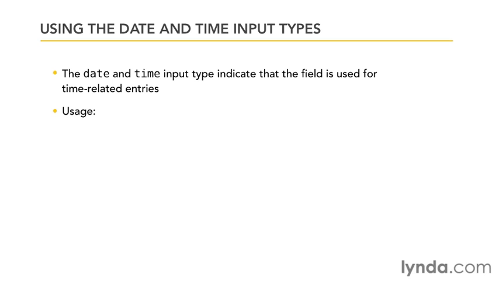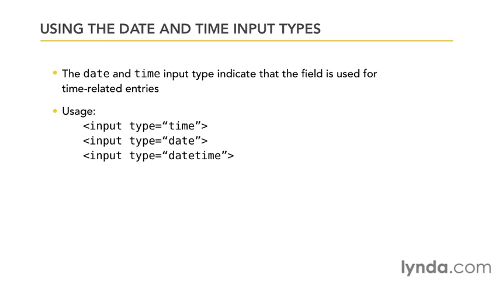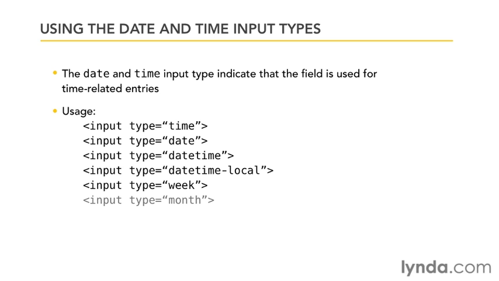Now there's 6 of these. There's input type equals time, there's type equals date, there's type equals datetime, which gives you a date and a time. Then there's datetime-local, which is a date time in the local time zone where the machine that's viewing your web page is running. Then there's type equals week and type equals month.